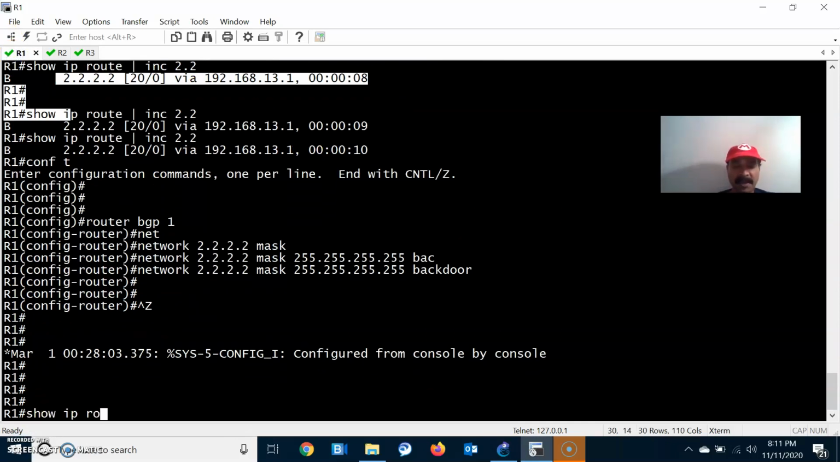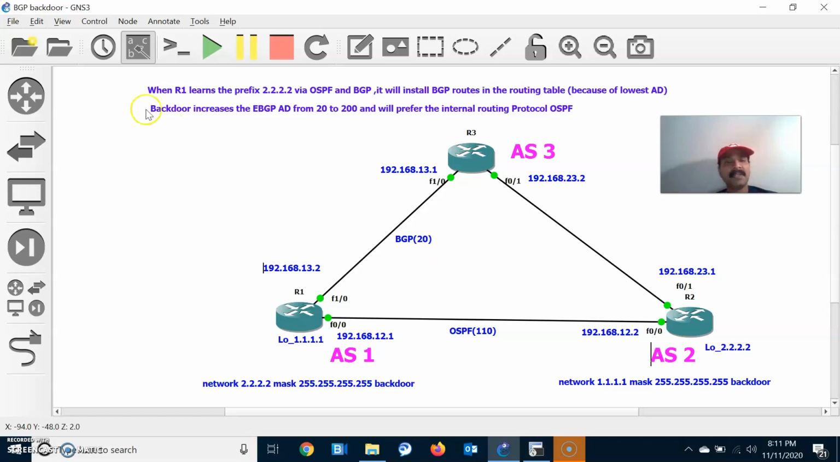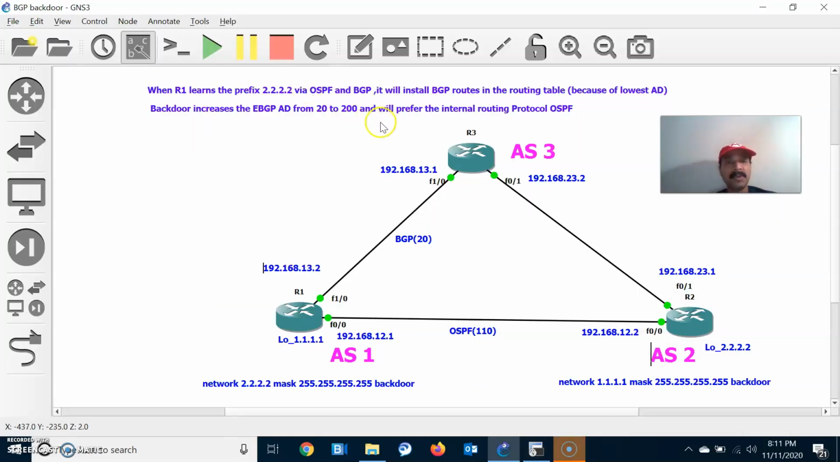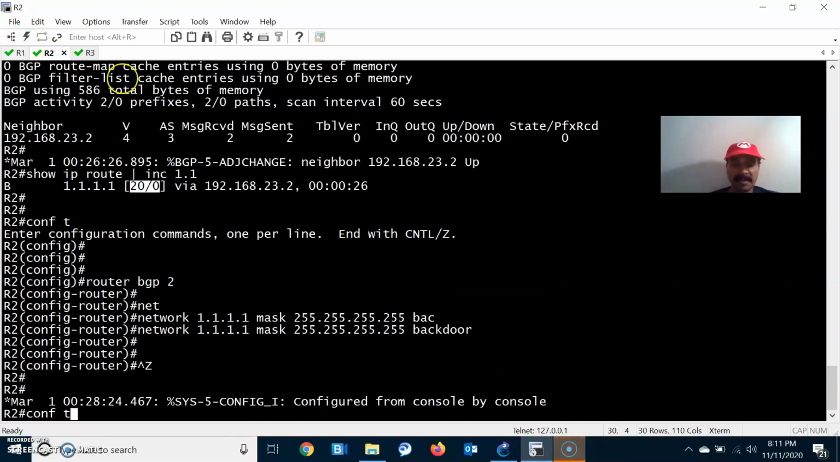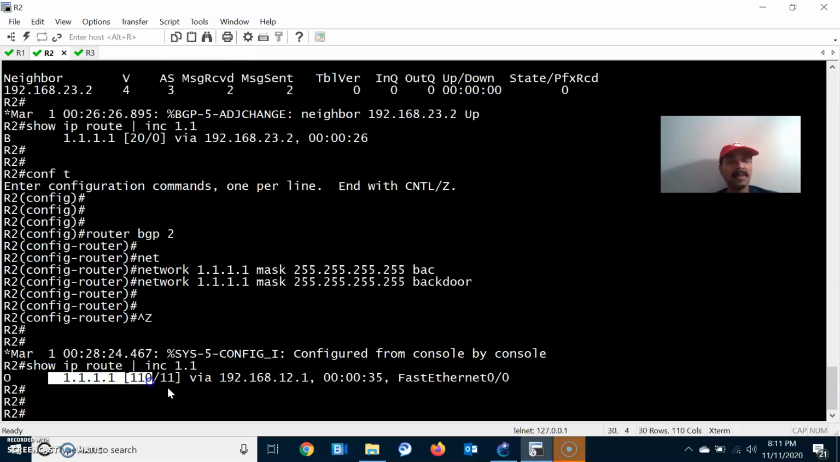Show IP route, and include the remote network 2.2. Let us see the changes. See, now the second statement proves it. It will increase the EBGP from 20 to 200 and prefer the internal routing protocol. Previously it was OSPF, now it is the internal routing protocol. That is the purpose of backdoor. Similarly, we'll check the same thing on the other router. See, it is also preferring the internal routing protocol.